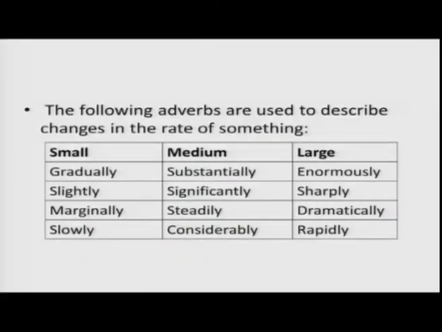Now, let us look at this table. This gives some adverbs which you can use to describe changes in the rate of something. If it is small, you can say gradually, slightly, marginally, slowly. If it is a large change, you can say enormously, sharply, dramatically, rapidly. If it is somewhere in between, you can say substantially, significantly, steadily, considerably. Now, keep this list in mind. We will now try an exercise.